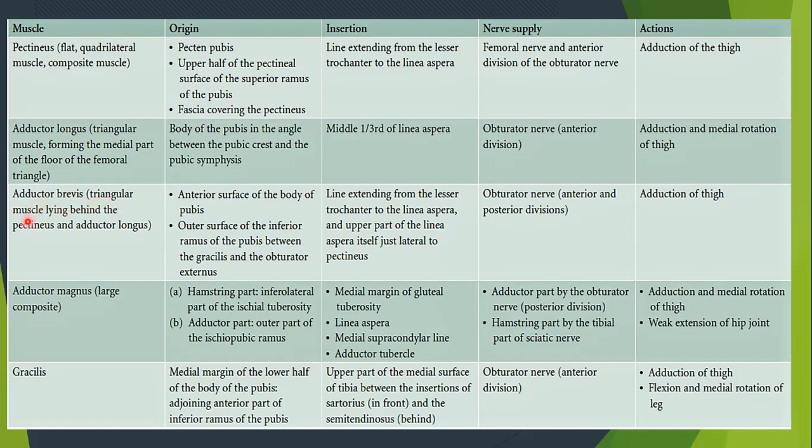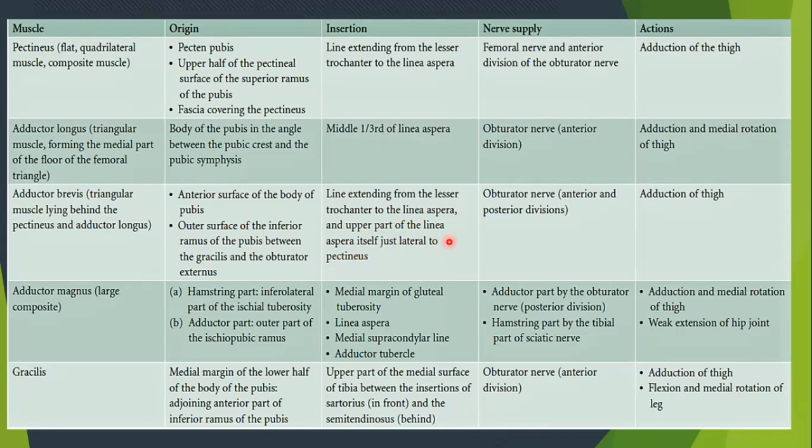Adductor brevis is a triangular muscle. Now, adductor brevis, remember, is in the middle layer, so it lies behind the pectineus and the adductor longus, which are in the anterior layer. It originates from the anterior surface of the body of the pubis and the outer surface of the inferior ramus of the pubis between gracilis and obturator externus, to insert into a line extending from the lesser trochanter to the linea aspera and the upper half of the linea aspera itself, just lateral to the pectineus.